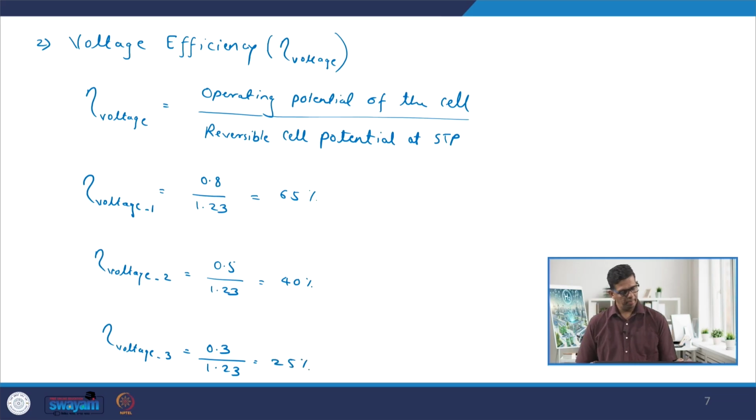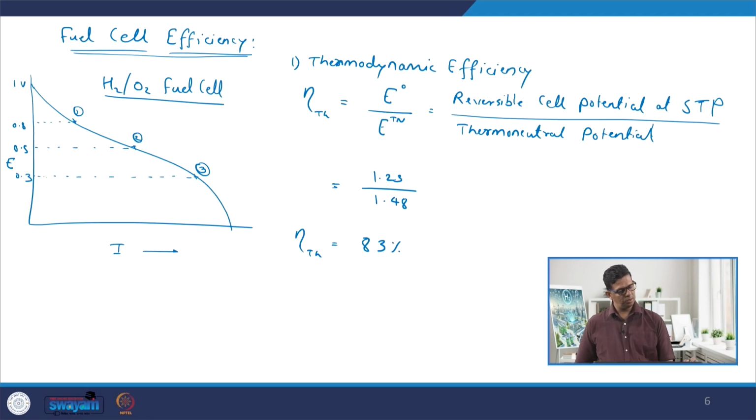As you can see, the voltage efficiency is directly proportional to the operating voltage. Where is our operating point? If it is close to the open circuit potential, in other words, if you are operating in the low current density zone, or a zone where low current is being drawn, the voltage is higher, and subsequently the voltage efficiency will also be higher. If you start drawing even slightly more current, the voltage will drop, and correspondingly the voltage efficiency will also drop.